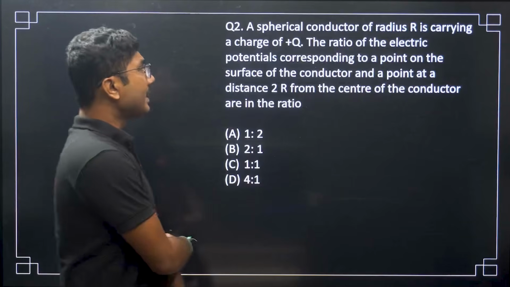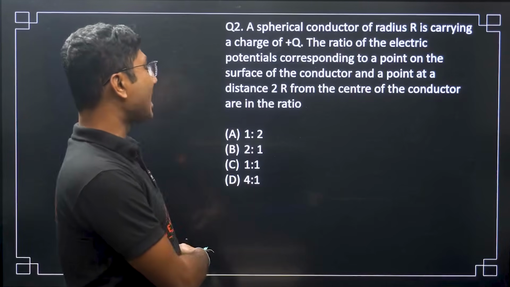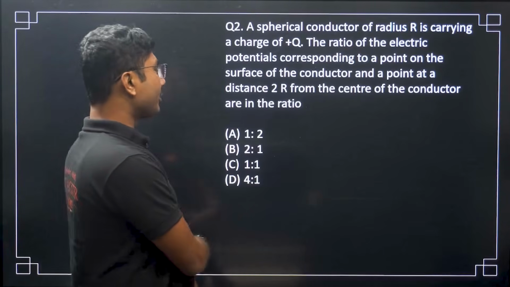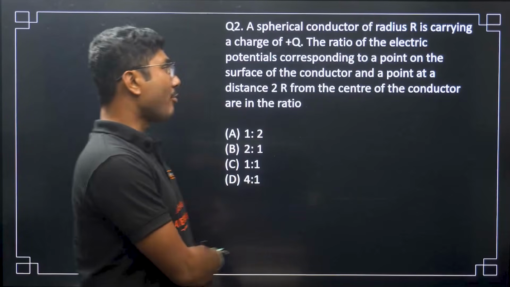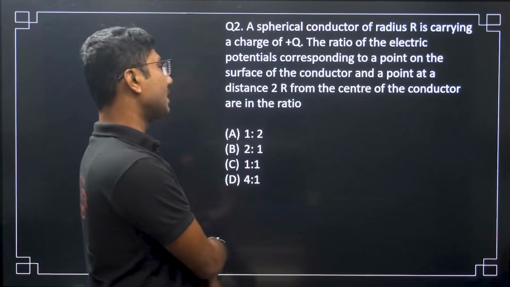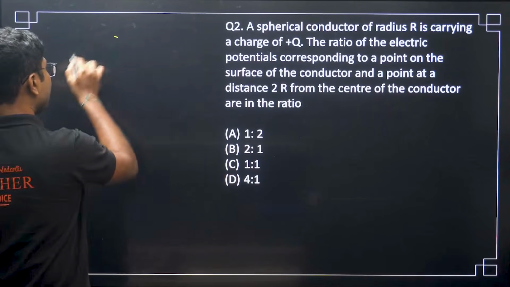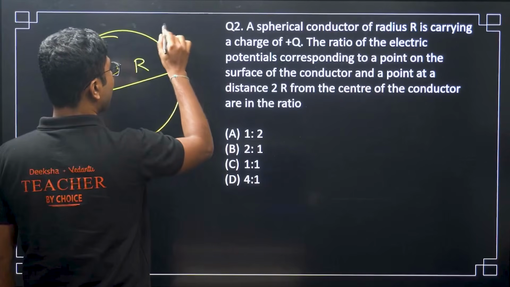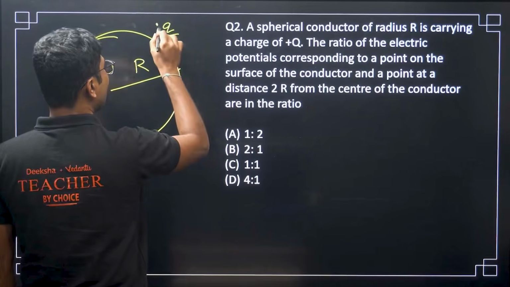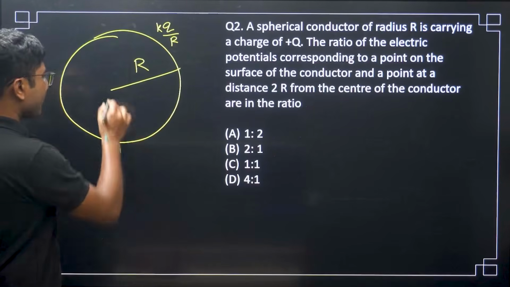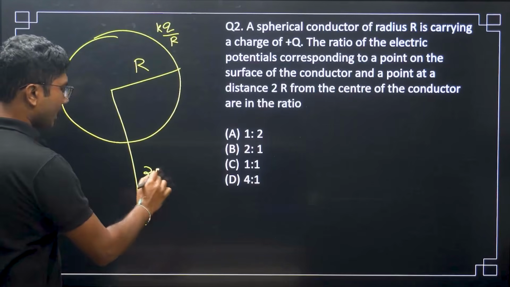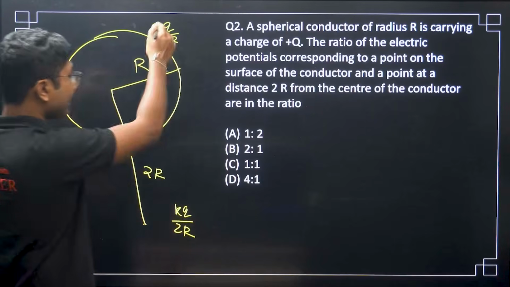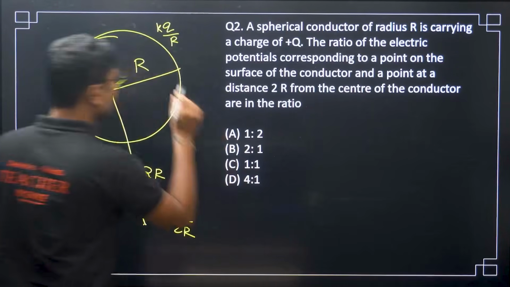Now next, a spherical conductor of radius r is carrying a charge of plus q. The ratio of electric potentials corresponding to a point on the surface of the conductor and at a point at a distance 2r from the center of the conductor are in the ratio. So we have a spherical conductor. The radius is given by r, so electric potential is given by k q by r. K is 1 by 4 pi epsilon naught, and if you go to a distance of 2r, it will be k q by 2r. As simple as that. So what is the ratio between them? The ratio is 2:1.